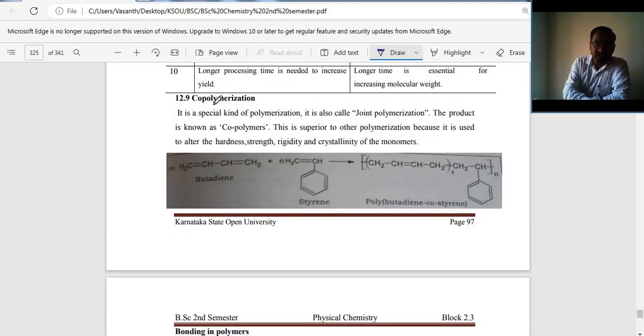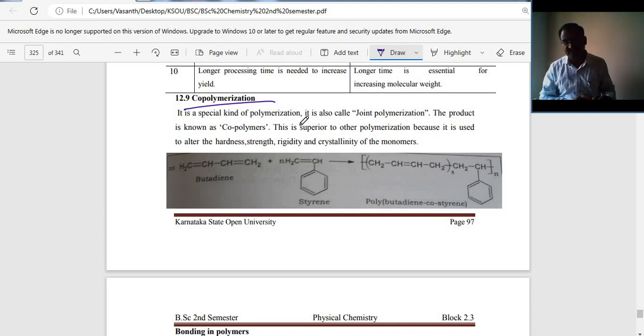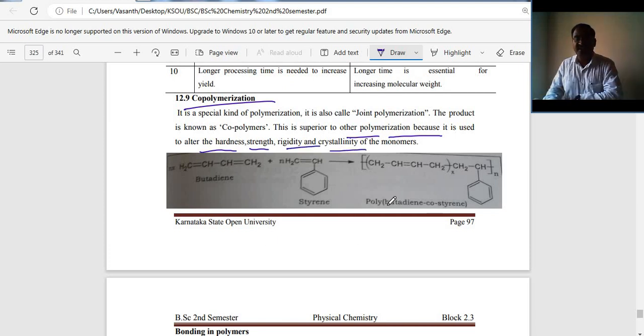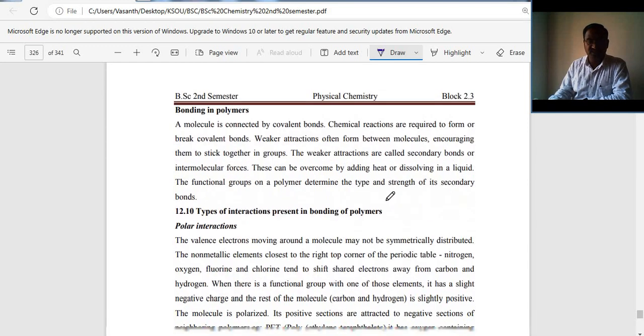In co-polymerization, two different monomers are joined together and undergo polymerization. That is called co-polymerization. Co-polymerization is superior to other polymerization because it is used to alter the hardness, strength, rigidity and crystallinity of the polymers.